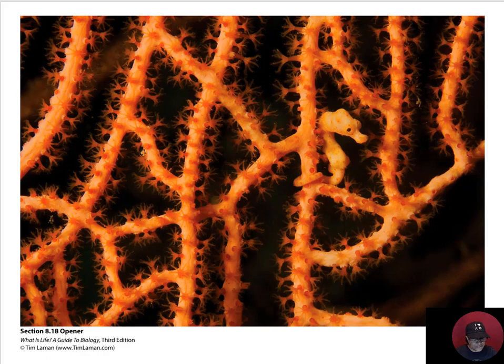All right, I like this image because it shows this little guy right here. If you didn't spot him in there, a little seahorse that is very well camouflaged amongst the corals here.